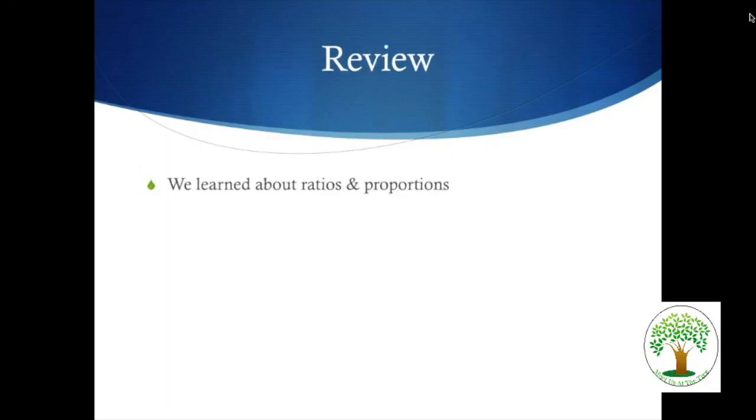All right. You have learned about proportions and ratios. You've learned how to simplify them, or reduce the fractions, or reduce the ratios. You've learned how to solve them using the cross product, okay? And you did some word problems.